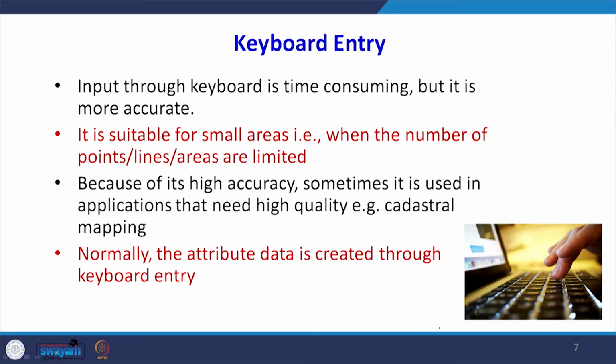Whenever we need high quality results, we can use it, for example, for cadastral mapping or attribute data. We have to create a lot of attribute data because that data may not be available to us. Ready-made data may not be available. We have generated this data from our field visits and from our other data sources, so this has to be entered into the database of the GIS. Again, this is done through keyboard entry.